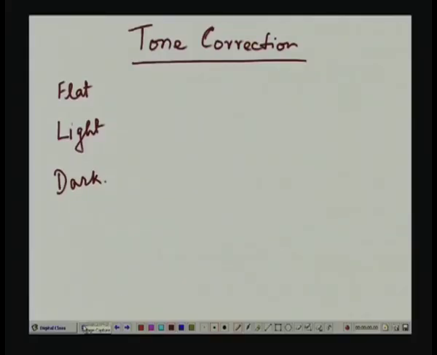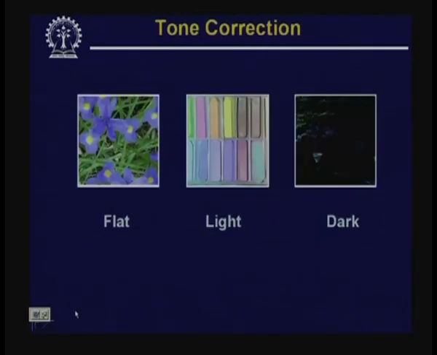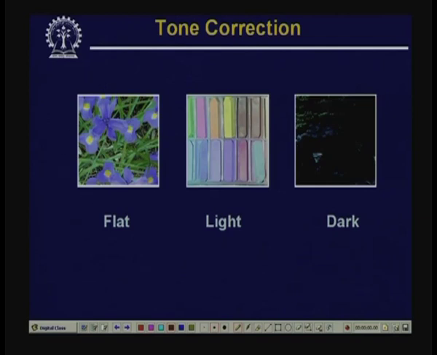So, let us see how these images look in case of a color image. Here you find that on the left we have shown an image which is flat in nature. In the middle we have an image which has a light tone, and on the extreme right we have an image which has a dark tone. Now, the question is how we can correct the tone of this color image. Again we can apply similar types of transformations as we have done in case of intensity images for contrast enhancement.